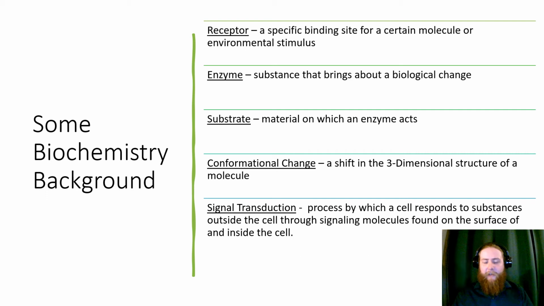And then the last touching point, and this is the important one and what the majority of this presentation is going to be about, is signal transduction. This is the process and the important series of events where a cell responds to substances outside of the cell or in the extracellular matrix, and through signaling molecules found on its surface, relays that signal inside and then affects some kind of change, whether it's metabolic or transcription factors. Some kind of change is happening inside of the cell in response to this external stimulus.